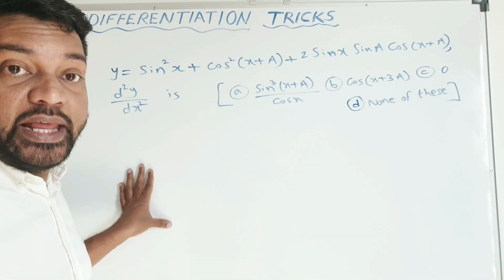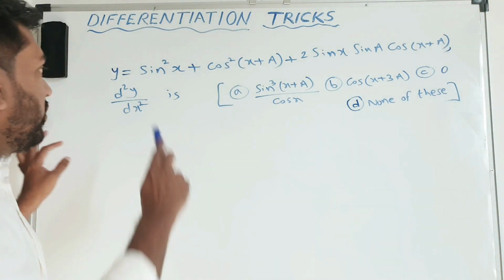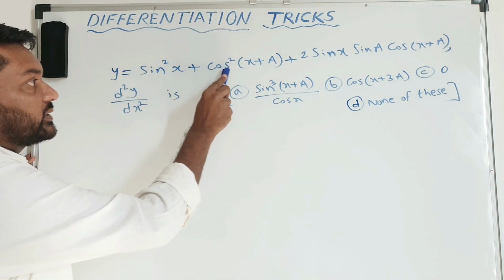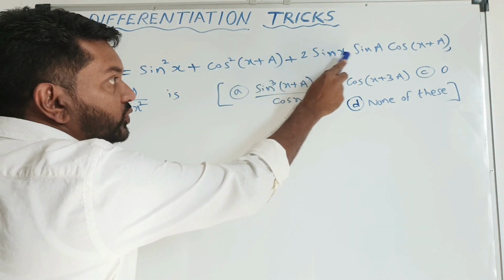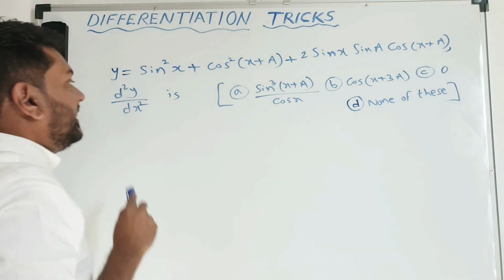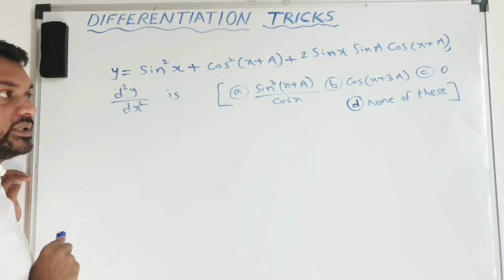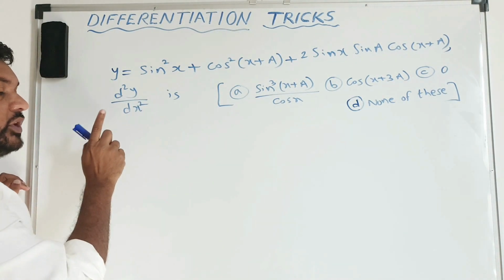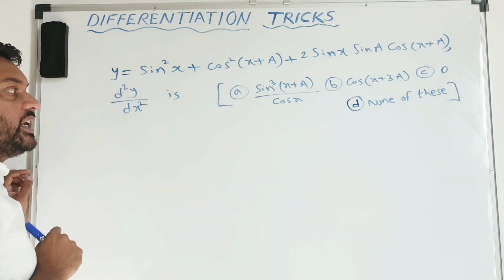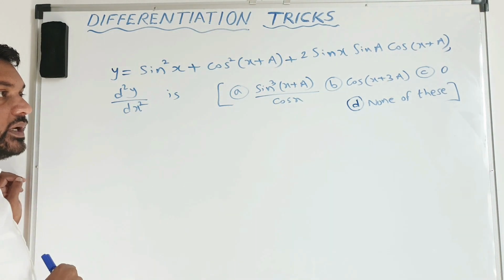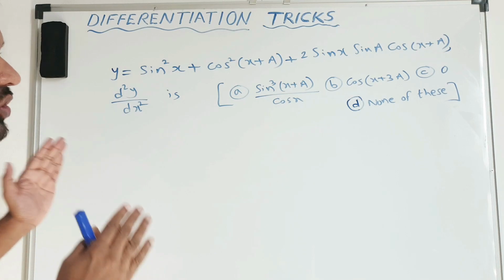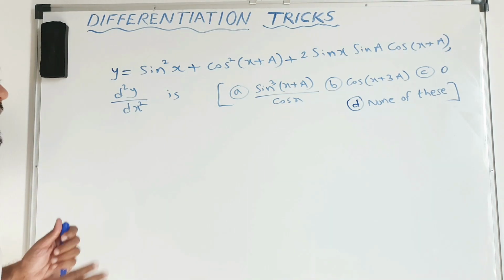Now we will do an MCQ question from differentiation. y equals sin square x plus cos x plus a into cos x plus a plus 2 sin x sin a. Then d square y by dx square is. For this, first you need to find dy by dx, then differentiate again to get d square y by dx square. We will analyze both the methods. First I will do it the conventional way.